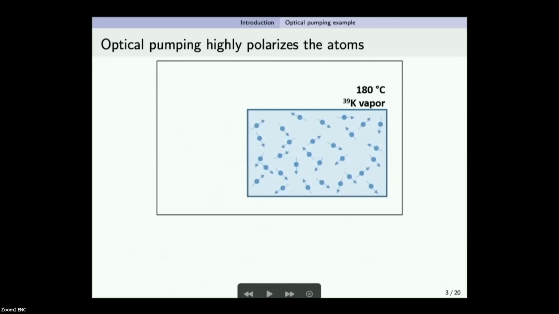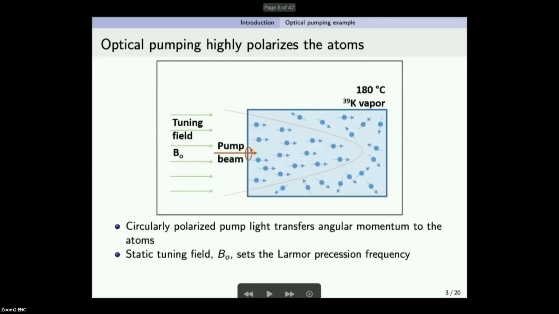You heat this potassium vapor up to 180 C to get maybe 10 to the 14 atoms per cubic centimeter. Then you send in a pump light, circularly polarized, to polarize the atoms along the direction of the static field B0. This pump light transfers angular momentum to the atoms and puts them in an end state defined by the Zeeman splittings. And B0 sets the precession frequency, as I've said.